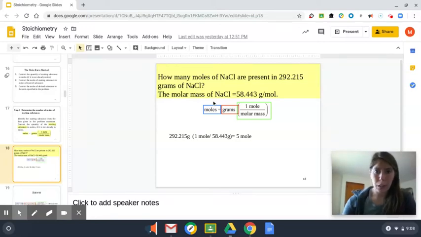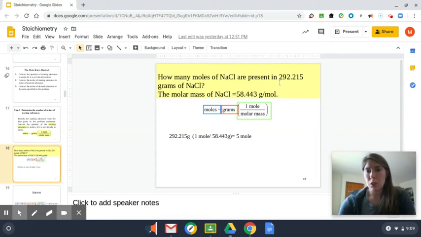All right, here we go. A little bit of extra practice here. So if my starting substance is going to be sodium chloride, let's say my question's asking how many moles are present in 292.215 grams of sodium chloride.